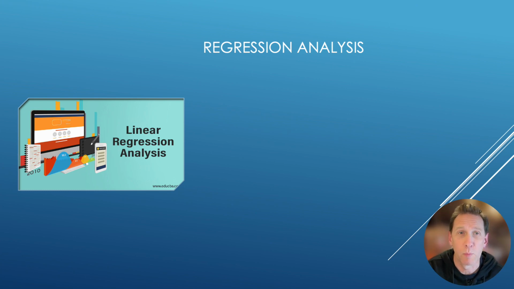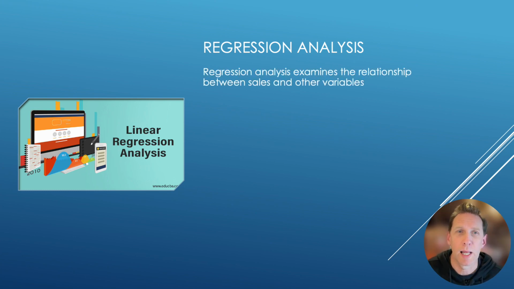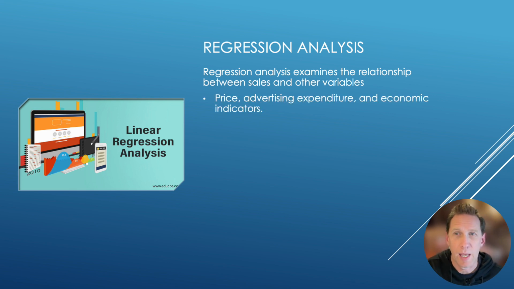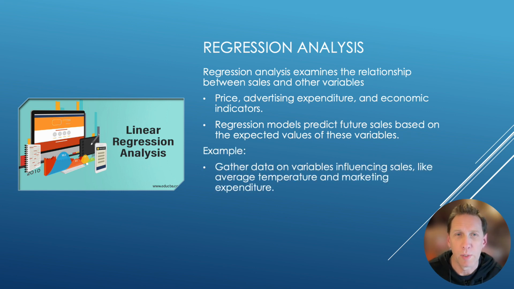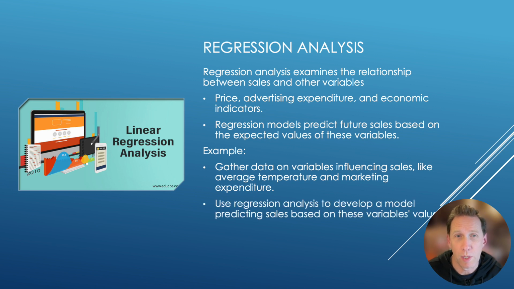Lastly is regression analysis. Now, regression analysis examines the relationship between sales and other variables, such as price, advertising expenditure, and economic indicators. Regression models predict future sales based on the expected value of these variables. For example, you gather data on variables influencing sales like the average temperature and the marketing expenditure. You can then use regression analysis to develop a model predicting sales based on these variables' values.